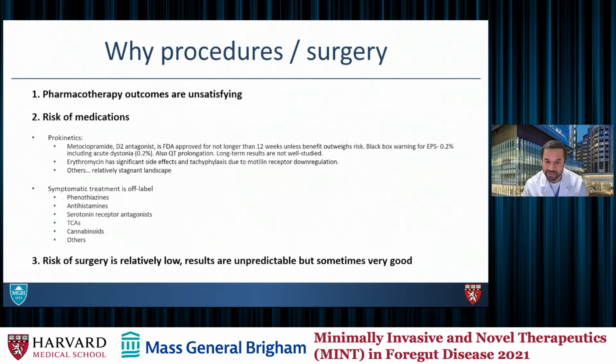Looking at erythromycin, which affects the motilin receptors, also has its side effects. And a lot of the other treatments that are off-label, with tricyclic antidepressants, serotonin receptor antagonists, the antihistamines, and all these other medications, have side effects as well. And when you include multiple medications, there's a polypharmacy effect where a lot of these medications compound the effect of some of the other medications, putting the patient more at risk. I believe that some of the surgical options that I'm presenting have relatively low risk. Of course, the outcomes are unpredictable, but sometimes they're very good.